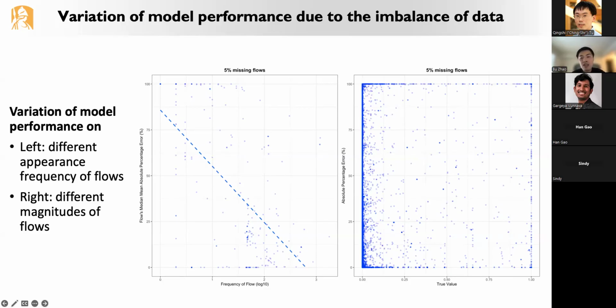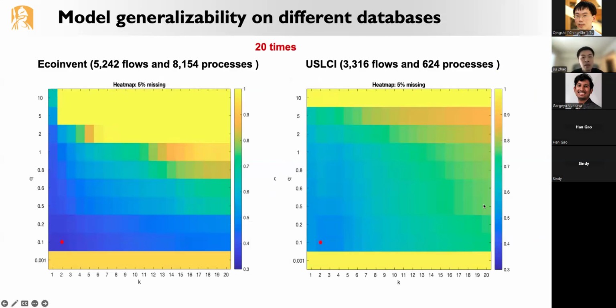Regarding the data magnitude issues, on the right-hand side, we didn't find a clear relationship so far between the magnitude of the flow and the prediction error.